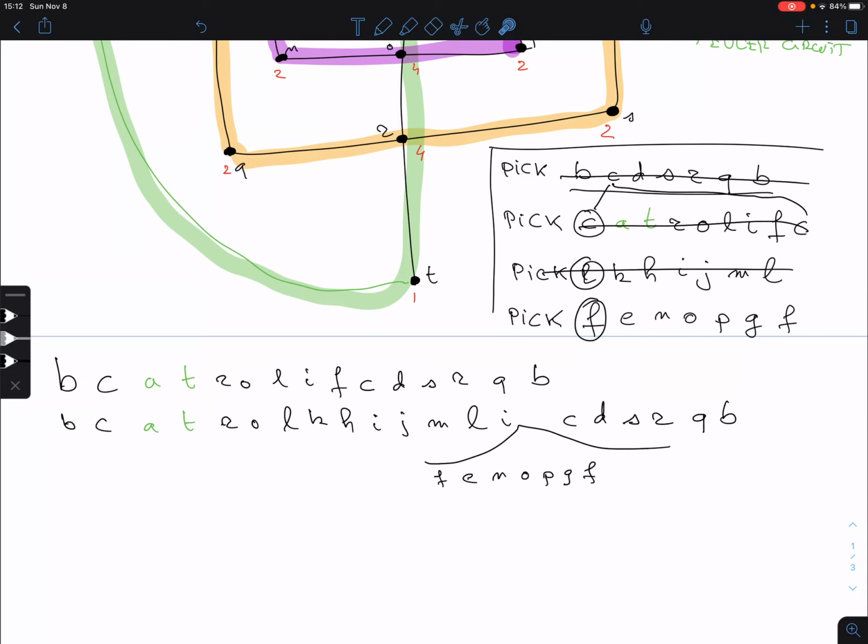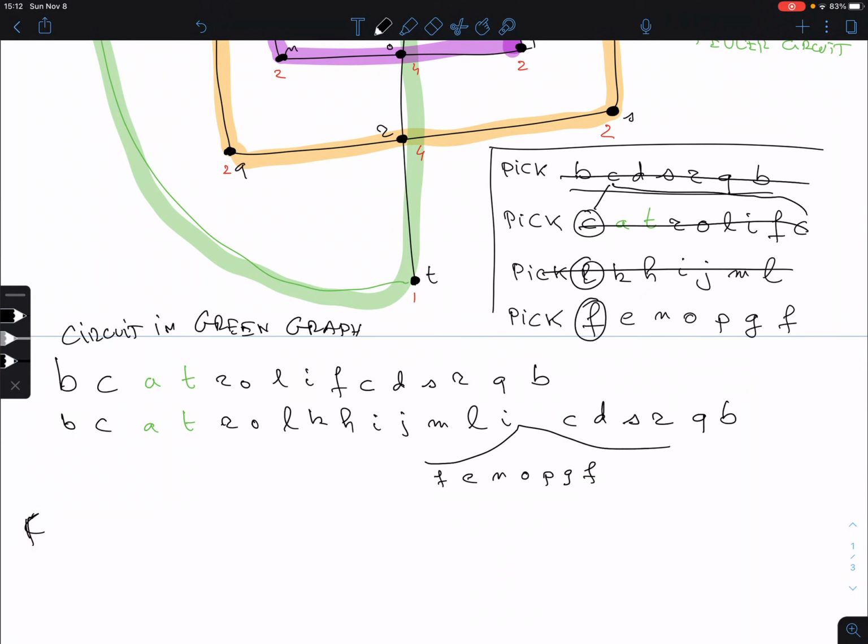How can I avoid that? There's only one way to avoid it in this particular circuit: to start at T, walk the whole way, and end at A. That is avoiding that green path. So that's the last step. So this is a circuit in the green graph, right? Because that's what I've been doing all the time.